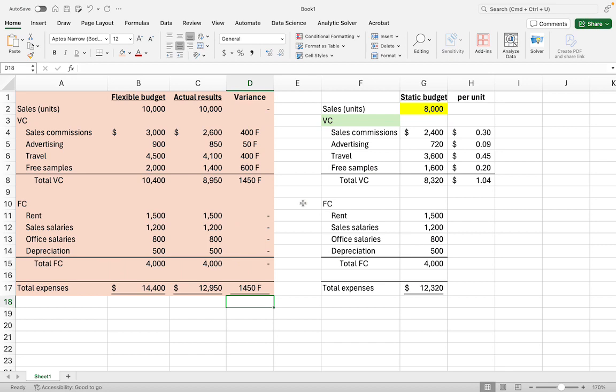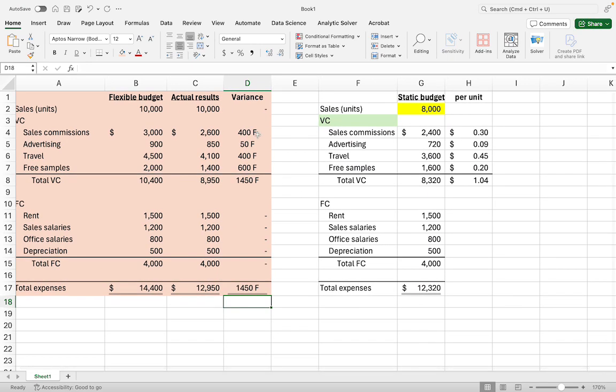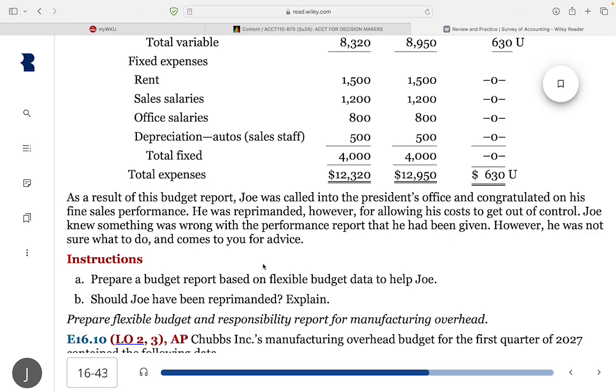So should Joe have been reprimanded? Absolutely not. Not only did Joe sell more units than was expected, but he also kept all of the cost across the board underneath what you would have expected him to spend given 10,000 units of sales. So the answer to letter B is no, Joe should not have been reprimanded for the reason I just gave.